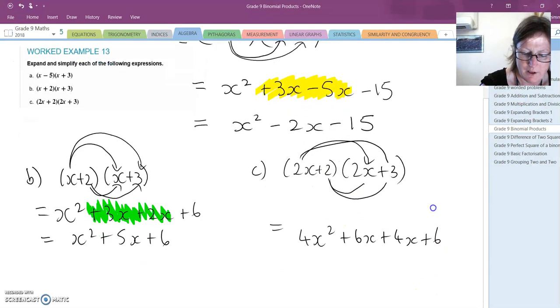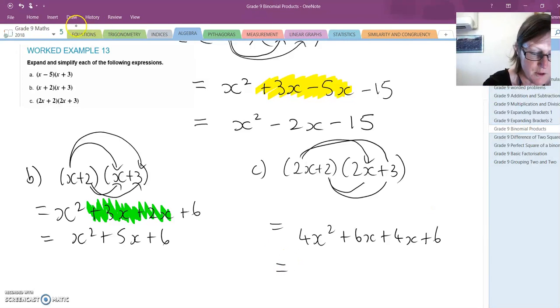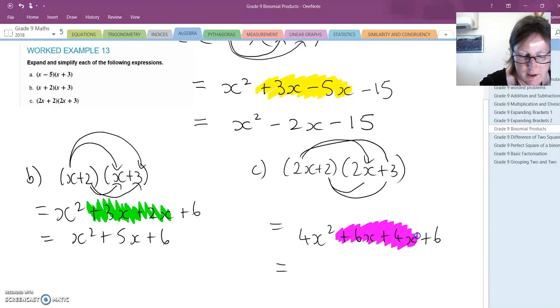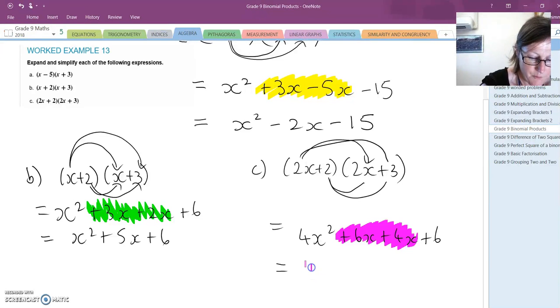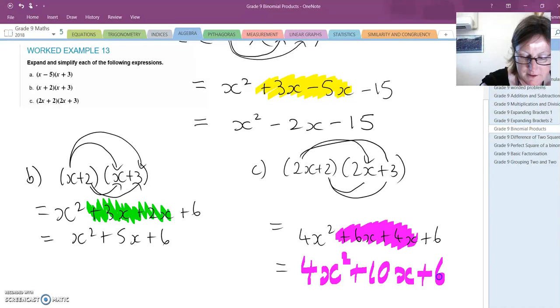Again, have I got any like terms? Yep, the two terms in the middle have both got x. So I mark my like terms. And then remember that we combine our like terms. So that becomes, we'll do it in pink, 4x squared plus 10x plus 6.